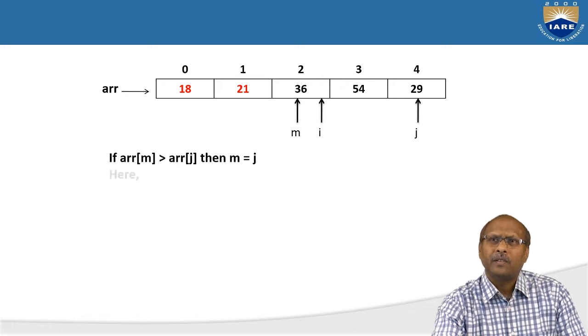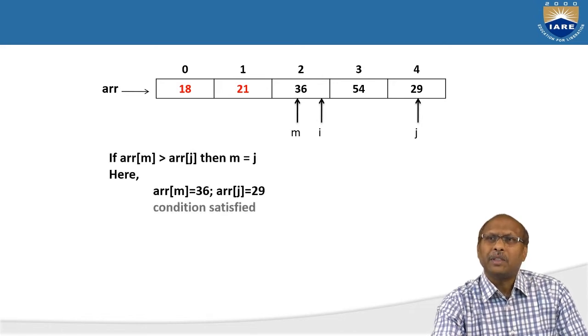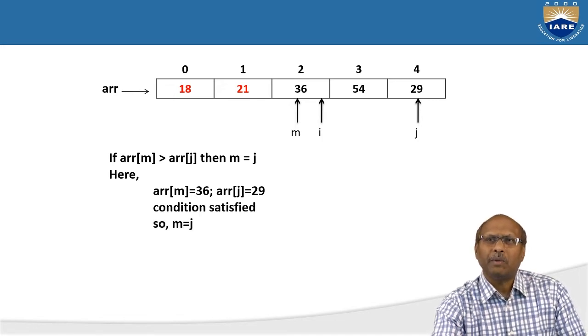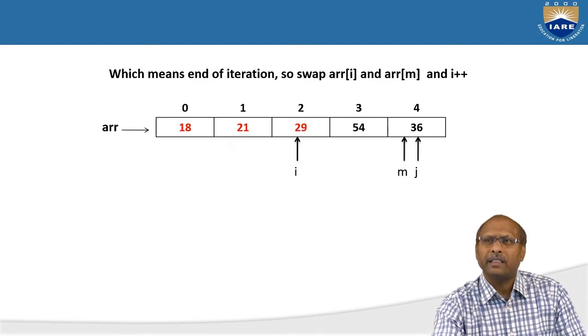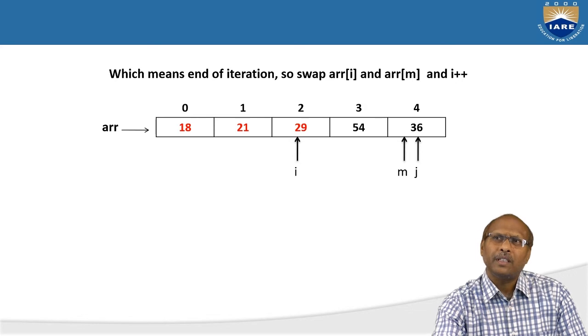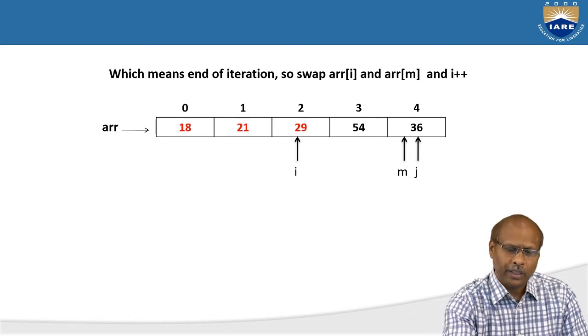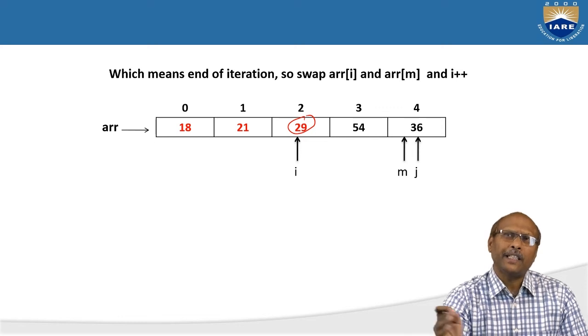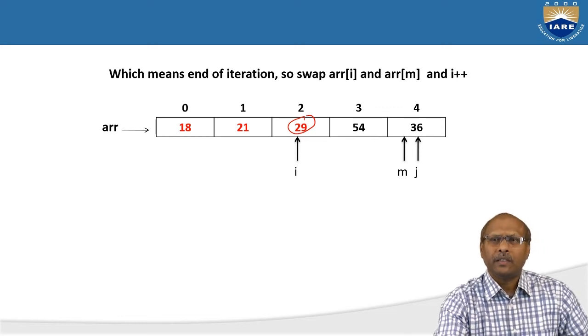Then 36 with 29. 36 is greater than 29? Yes, so remember the position. So whenever the condition satisfies, you have to remember the position. Now when the J is out of boundary, that says iteration is over. Now in that case, you just interchange the value. So 29 has come to this place. So at the end of each iteration, the smallest element will come to that position.